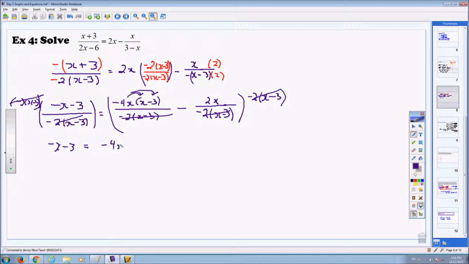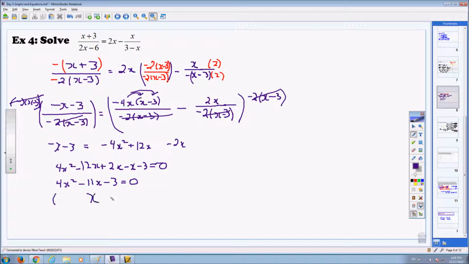Negative 4x squared plus 12x minus 2x. And now I can collect all my like terms and make this equal to 0. And lastly, 4x squared minus 11x minus 3 equals 0.